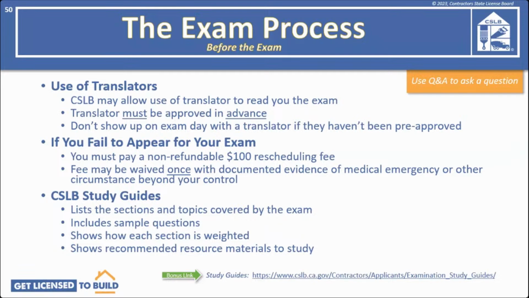Also, we have study guides available for each of our exams. Included in each study guide, you will find a list of sections and topics covered by the exam. They also include sample questions, how each section of the exam is weighted, and recommended resources that you can use to prepare for the examination. These study guides are available online on our website. There's a bonus link to them on the bottom of the screen.